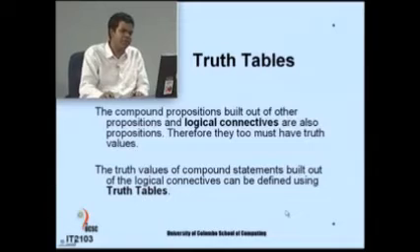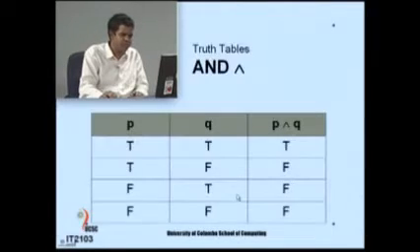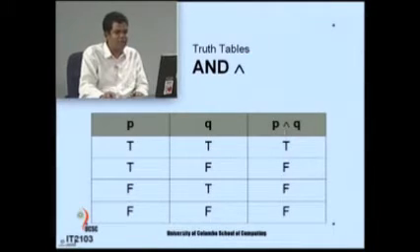So, we can define logical connectives more fundamentally and more formally using truth tables. The compound propositions built out of other propositions and logical connectives are also propositions, therefore they too must have a truth value, as we saw. The truth value of combined statements built out of logical connectives can be defined using truth tables. Here is the truth table for AND. We see a column for P, a column for Q, and a column for P and Q. You would see on your left hand side that we have considered all possible combinations of values of P and Q. So, we have two propositions and we see that we have 4 combinations.